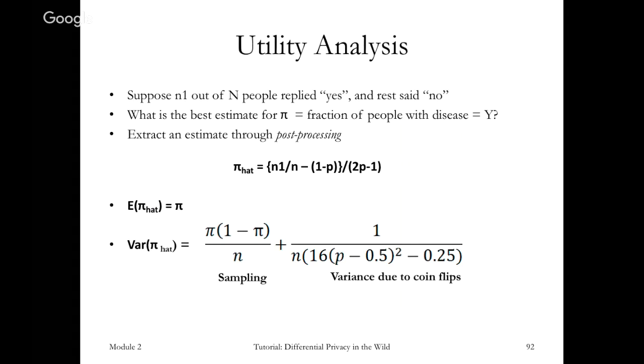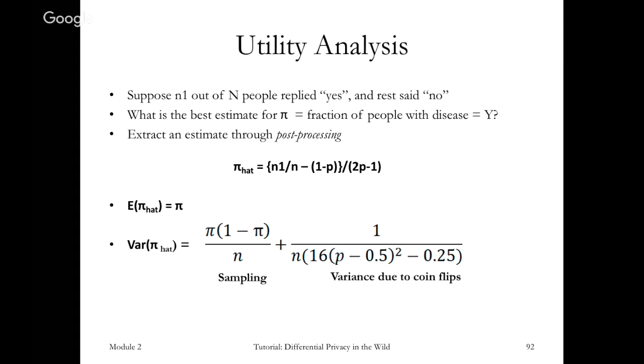I can actually come up with an estimate for pi by doing some post-processing of the data that I get out. Basically this is a small example of statistical inference. What you do is you take N1 over N, the fraction of people that have yes in the perturbed data, and you make some adjustments to it, subtracting off 1 minus p and then rescaling everything by 2p minus 1. In expectation, this estimate is exactly equal to the true proportion in the input.